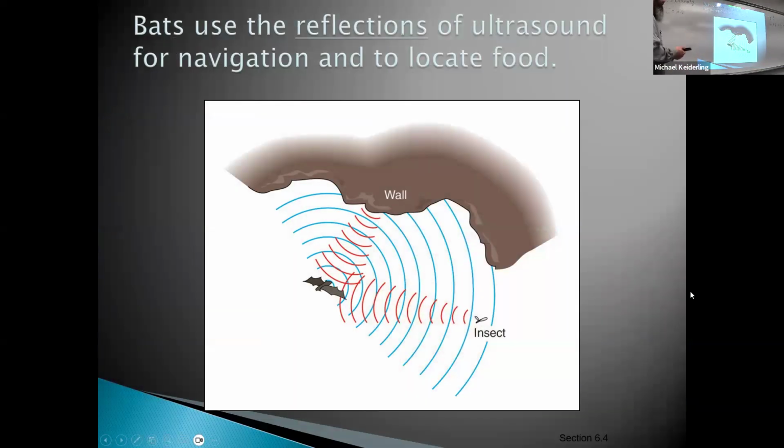But yeah, the same thing is used by bats and dolphins and other cetaceans to image their environment. Bats use reflection of ultrasound for navigation and to locate food. Dolphins and other whales use reflection of ultrasound to locate things in the water.